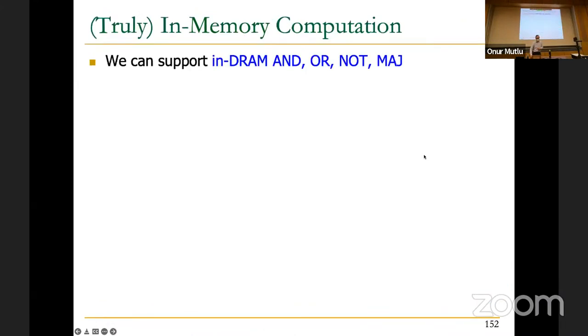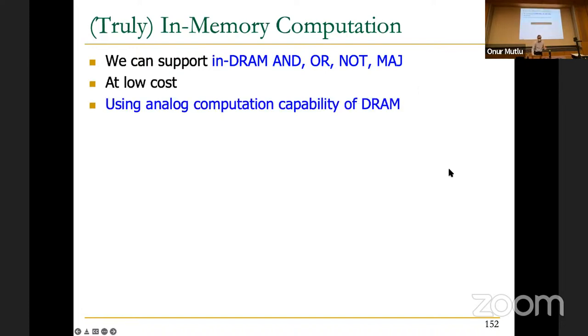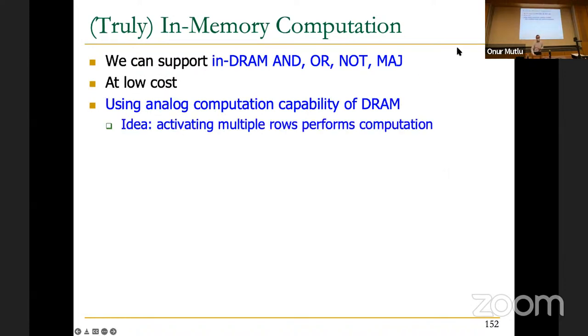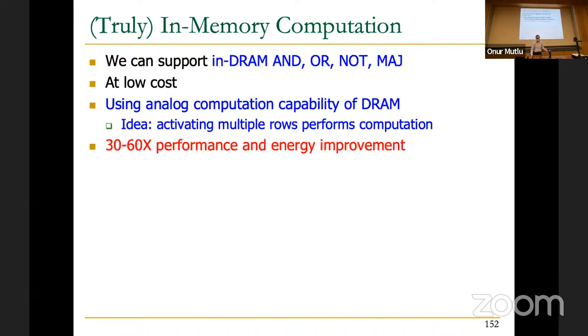Okay, so similarly, we can support other operations, and I'm going to discuss how we can do bitwise AND, OR, NOT, and majority at low cost, using analog computation capability inside DRAM. Again, we can use principles of DRAM. And the idea here is definitely something that we couldn't find anywhere else before, not even at a very nebulous level. People have not really talked about this as much. Basically, if you activate multiple rows concurrently, you perform computation. And this leads to a lot of performance and energy improvements in these primitive building block bitwise operations.